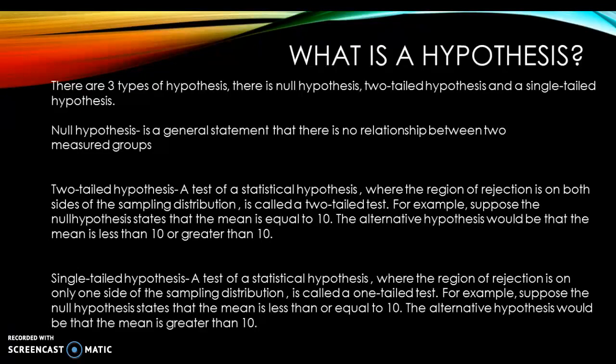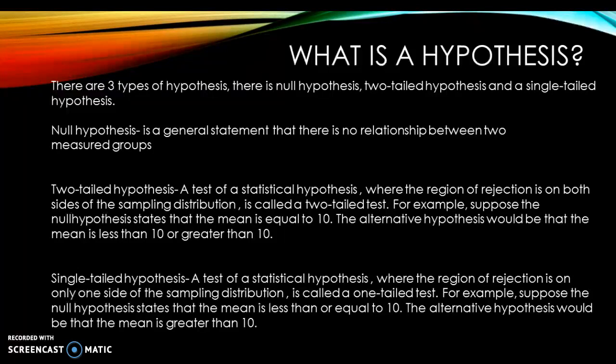There are 3 types of hypothesis. There is a null hypothesis, two-tailed hypothesis, and a single-tailed hypothesis. A null hypothesis is a general statement that there is no relationship between 2 measured groups. A two-tailed hypothesis is a test of a statistical hypothesis where the region of rejection is on both sides of the sampling distribution. It is called a two-tailed test.